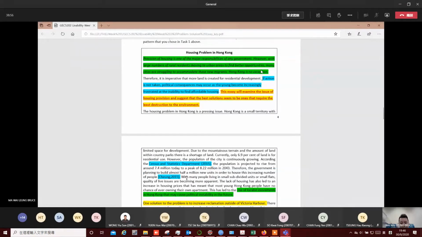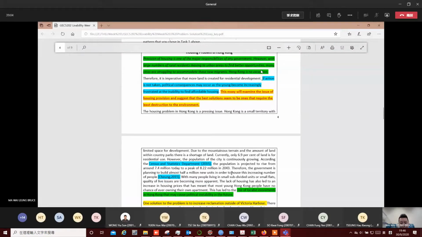With many people living in small subdivided units or small flats, quality of life issues are becoming more apparent. The lack of housing has also led to an increase in housing prices. That has meant that most young people have no chance of ever owning their own apartment. This has led to the rise of localist movement in Hong Kong that may cause political instability in the future.